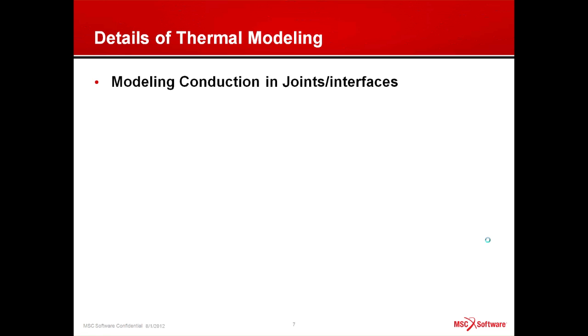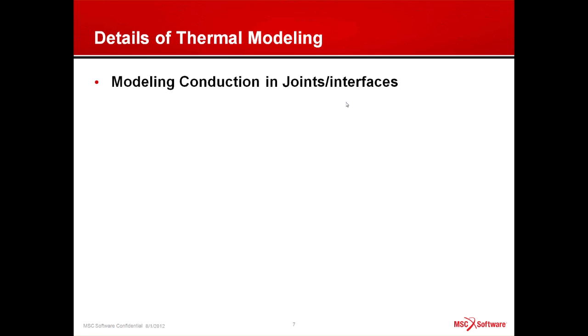So now let's look at a couple things about thermal modeling in general. Some things that are very important in thermal modeling are you need to model conduction in joints or interfaces. This might be a card guide and a PC board attached like through a wedge lock to the chassis. Could be a component mounted on a board. But these joints or interfaces are very important in thermal models.